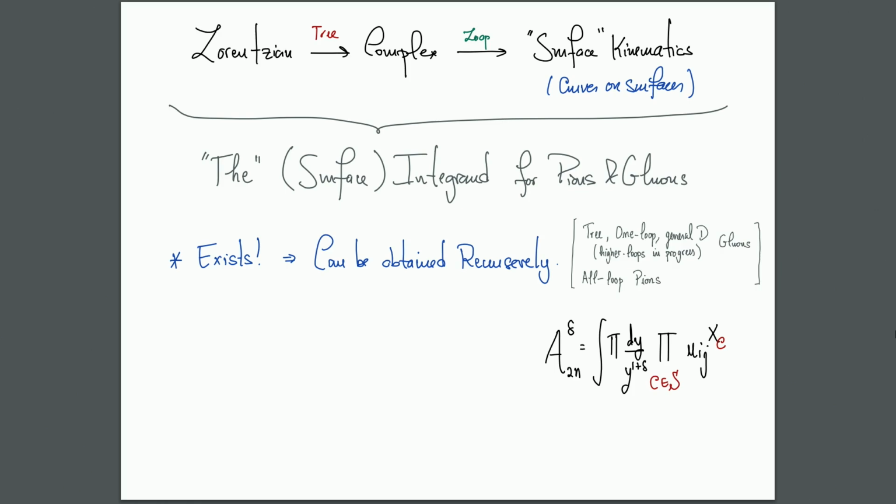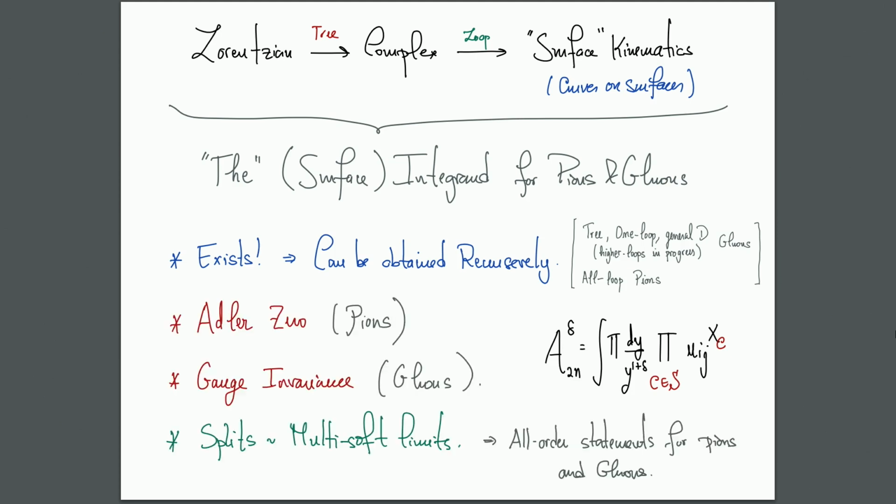For gluons, we're still working on the higher loop case, and for pions, this has been done at all orders. And on top of that, these objects also have directly at the level of the integrand, so before loop integration, the Adler zero in the case of pions, and gauge invariance in the case of gluons. And just as a last quick comment, precisely because I have the connection between these theories and this trace phi cube theory, all the split properties that I arrived at for the first one are also there for these other theories, and allow us in this case to make statements about multi-soft limits at all orders.